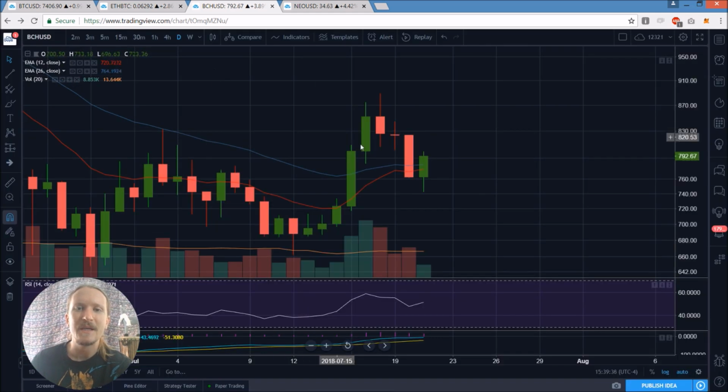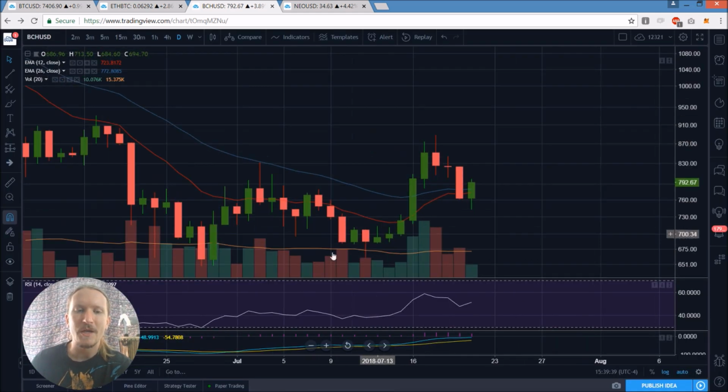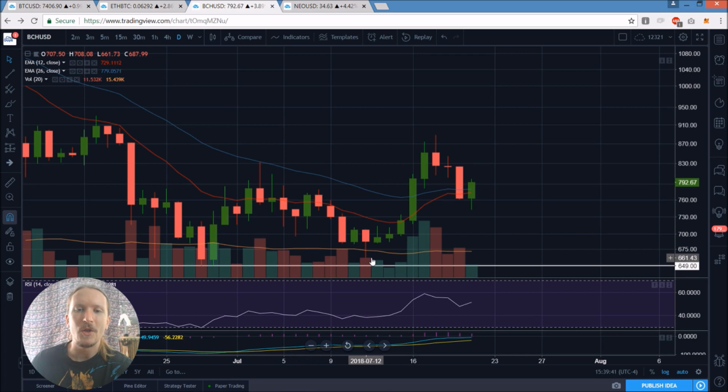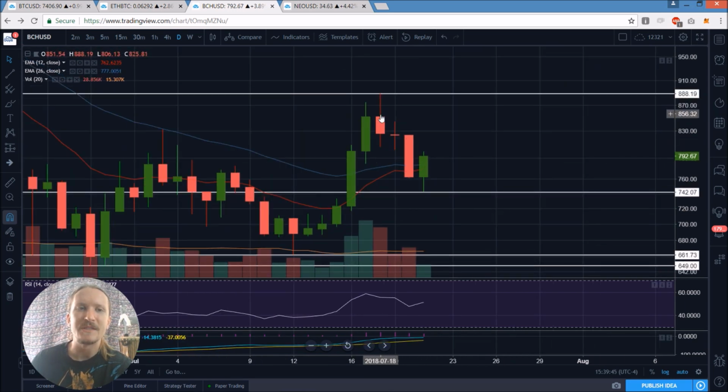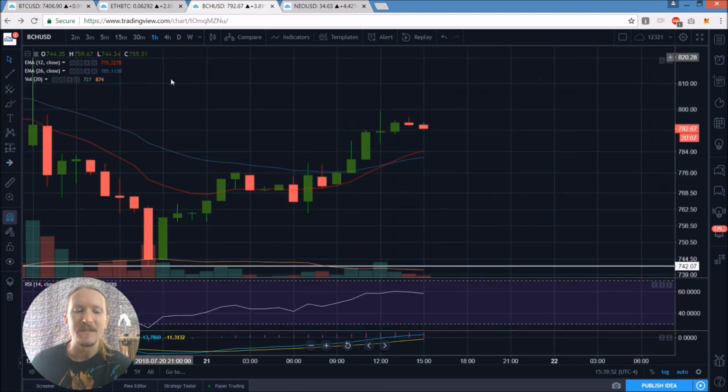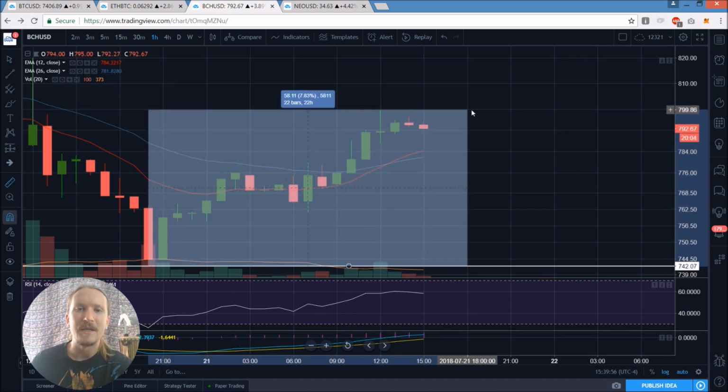BCH USD, the daily chart here, is also trying to form a higher low. We got our low, higher low, and now a bullish candlestick trying for another higher low. Resistance is up at 888.19. Support is 742.07. And it's the same thing. If we look at the hourly time frame, press our shift button, the bounce is up to 7%, so even more than Ethereum.